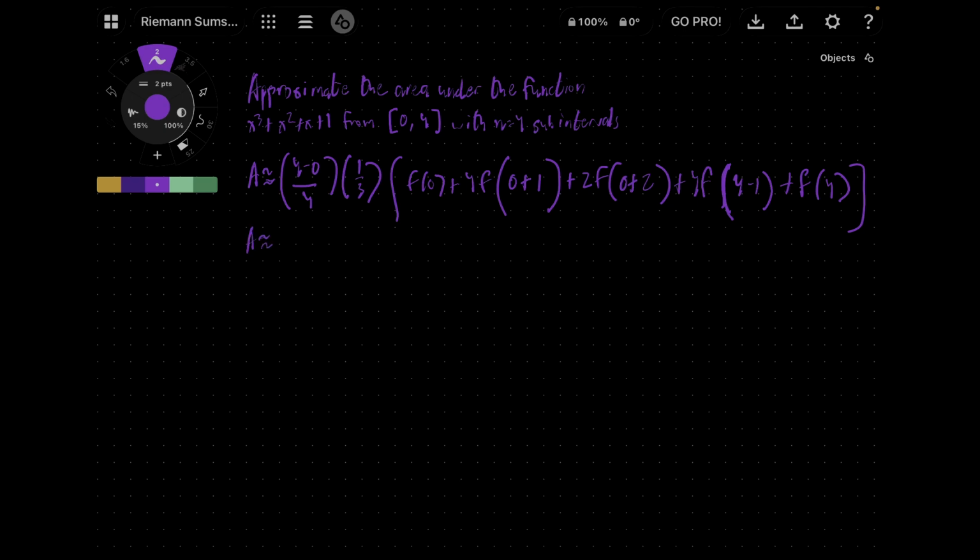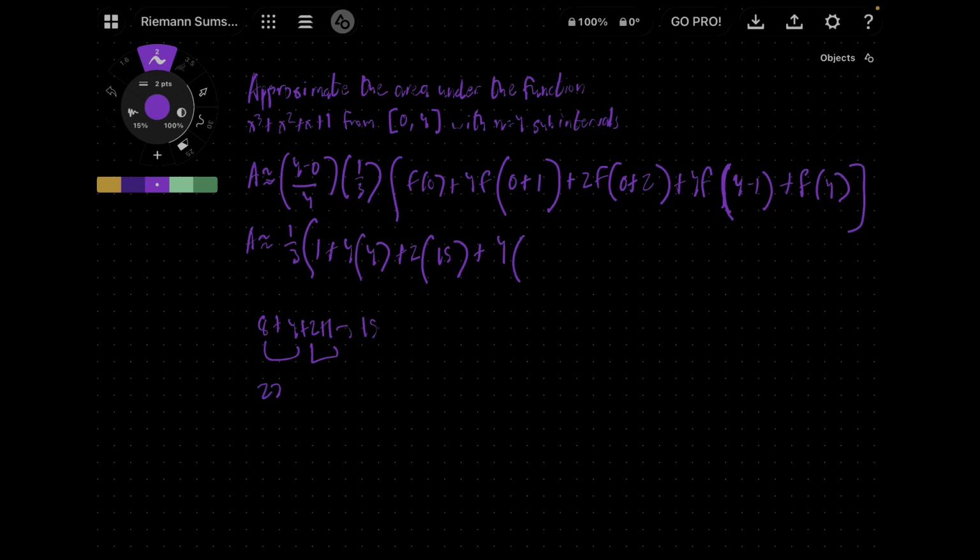So the area is approximately, this will be 1 multiplied by 1/3 is 1/3. F of 0 is 1 plus 4 multiplied by f of 1 is 4 multiplied by 4. Then plus 2 multiplied by f of 2, that would be 8 plus 4 plus 2 plus 1. 12 plus 3 is 15, plus 2 times 15. Then the next thing we're going to have is plus 4 times f of 3.